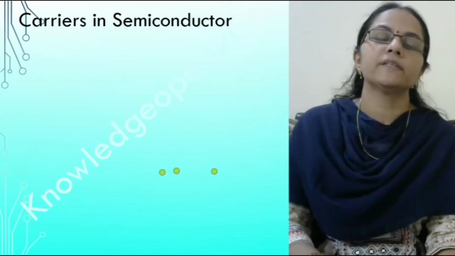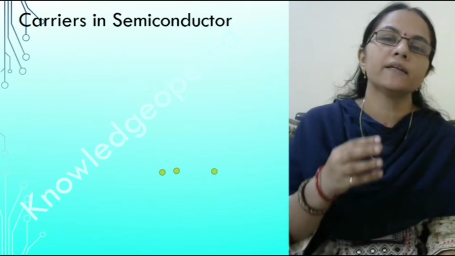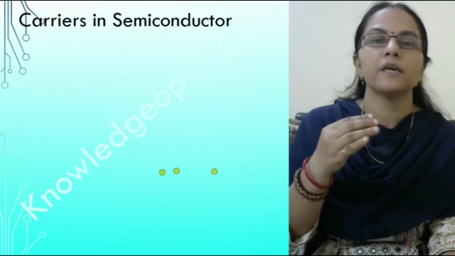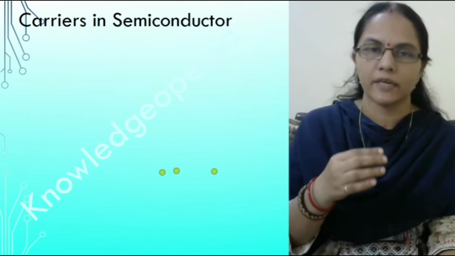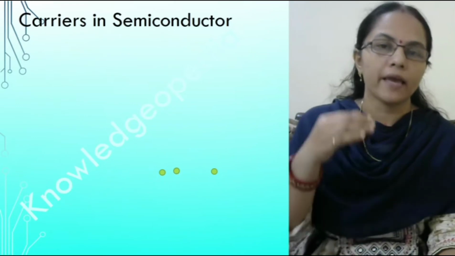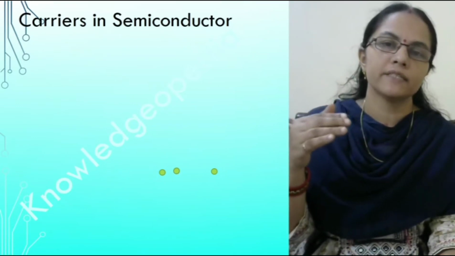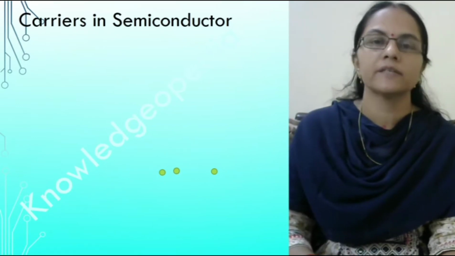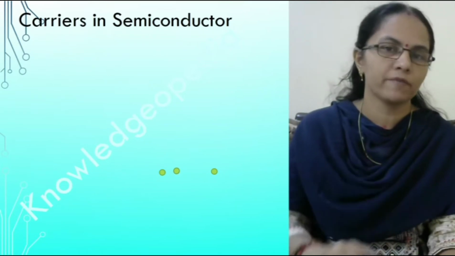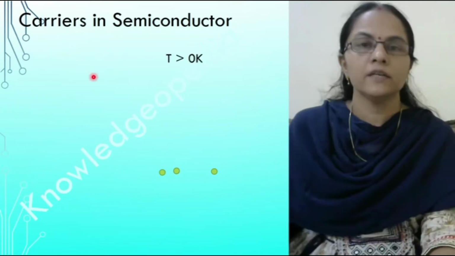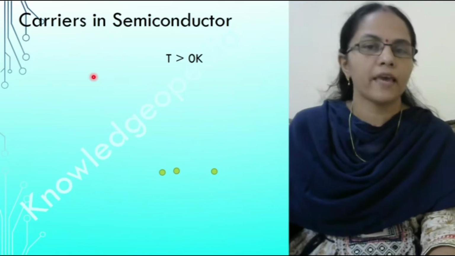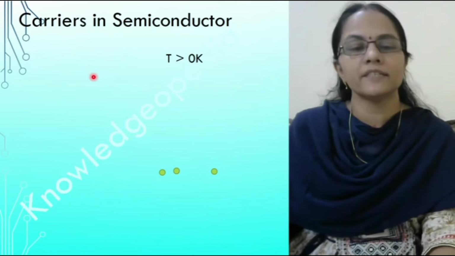In our previous lectures, we have seen that the semiconductor behaves like an insulator at absolute zero temperature, and as the temperature increases, the conductivity of the semiconductor increases and it starts behaving like a conductor. Let us see what is happening when temperature increases.